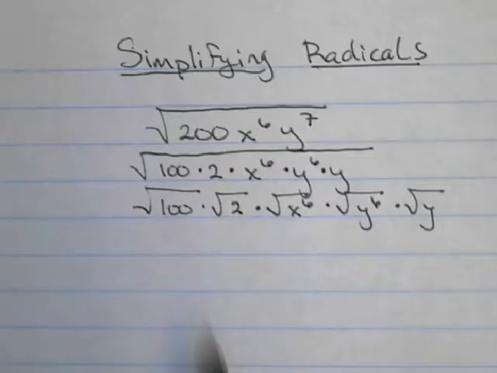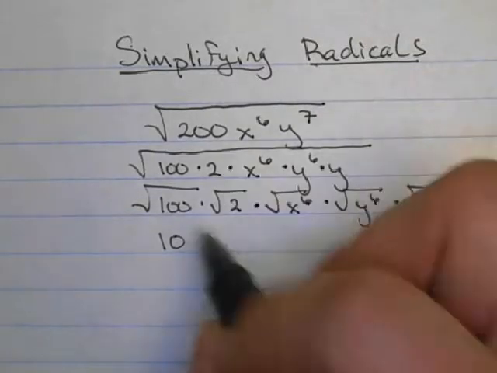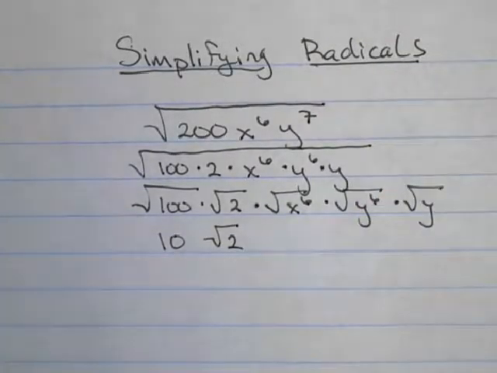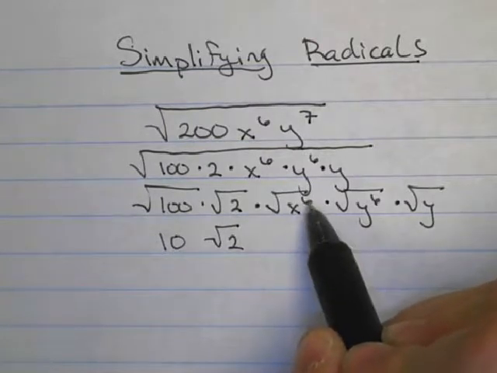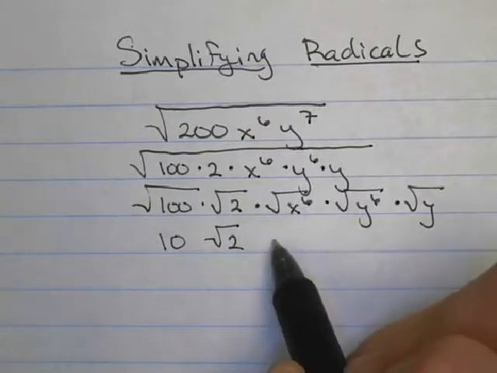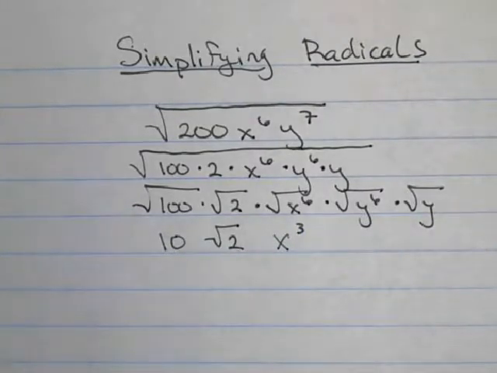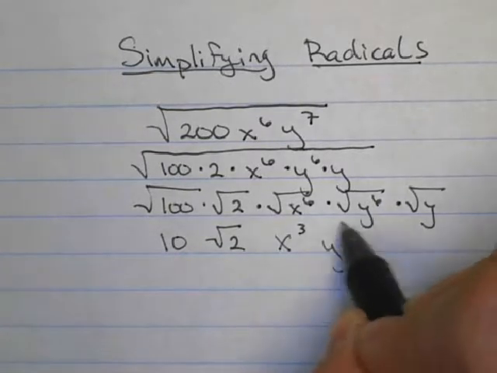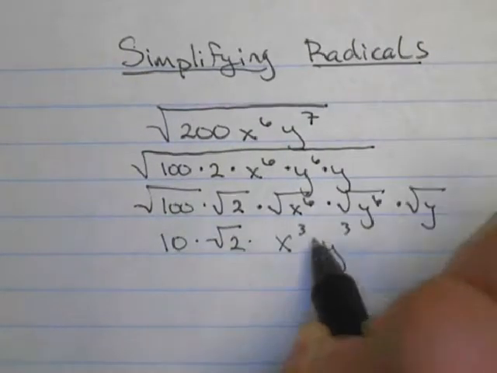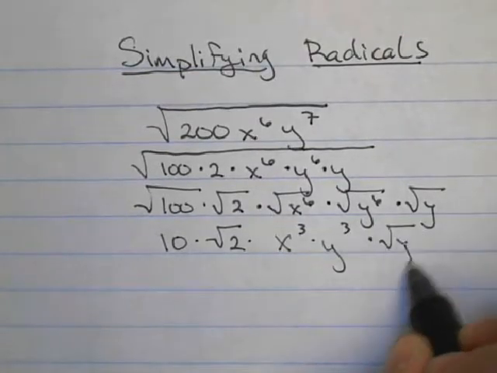Well, we know the square root of 100, that's going to be 10. We can't simplify the square root of 2, so that'll stay the same. The square root of x to the 6, we divide the exponent by 2. We're going to cut that in half, so that's x to the 3rd power. Same again, my y to the 6, I can divide that 6 by 2, so that's y to the 3rd power. We're multiplying all these together. And then I have left over my square root of y.